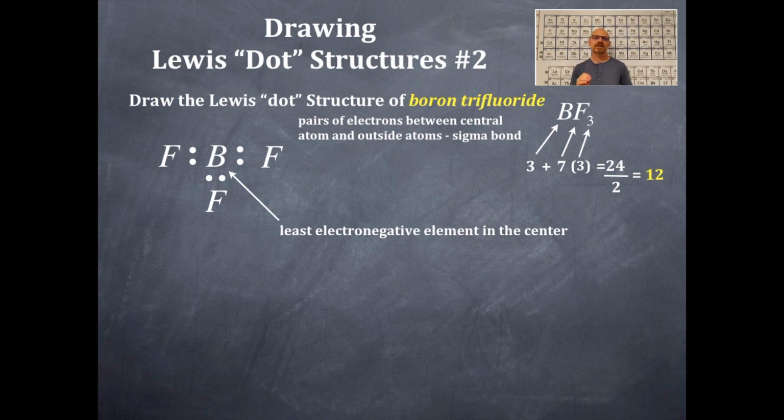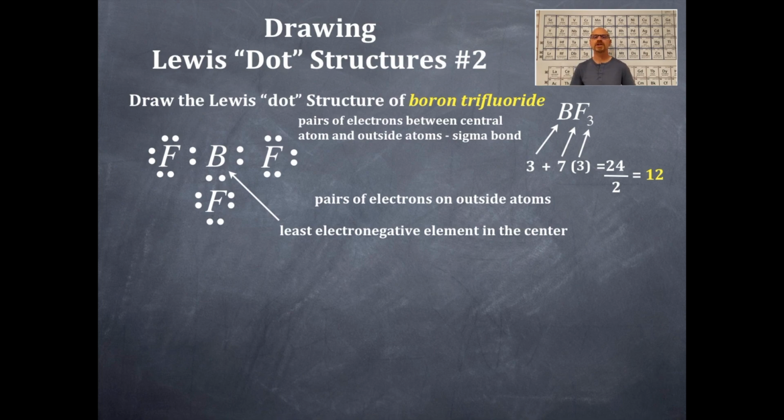So my next rule is to place lone pairs of electrons on the outside elements. So I'm going to place a lone pair of electrons on each one of the fluorines. So 1, 2, 3, 4, keep on going until I've used up the rest of them. I have 9 pairs of electrons to place, and I have 3 lone pairs around each fluorine.